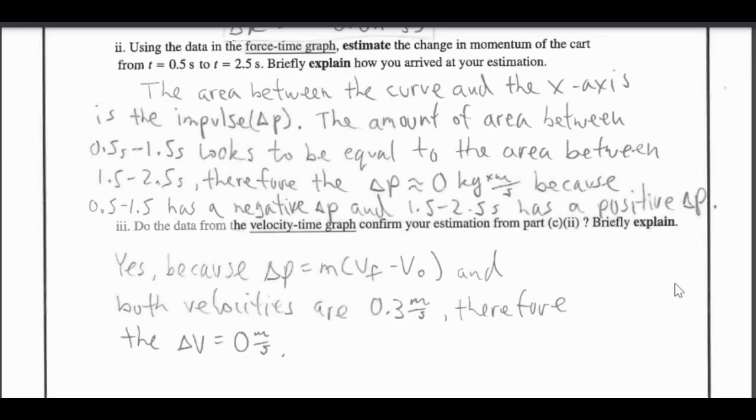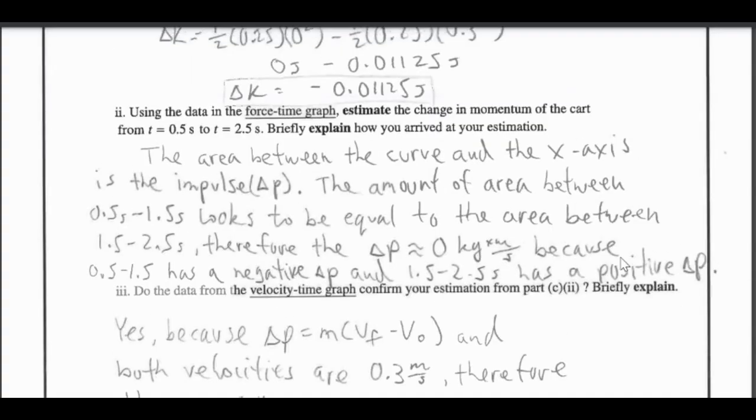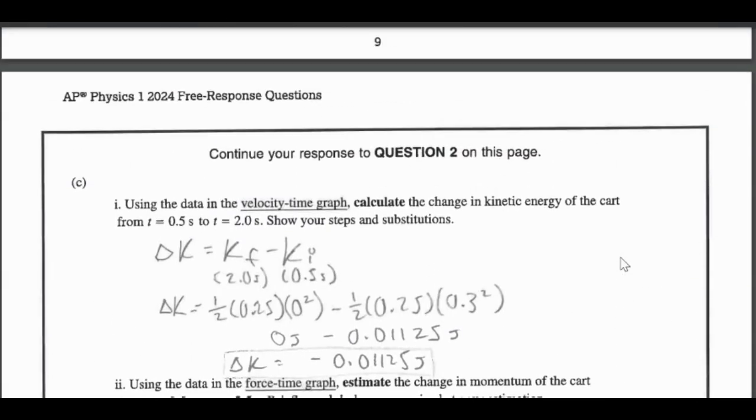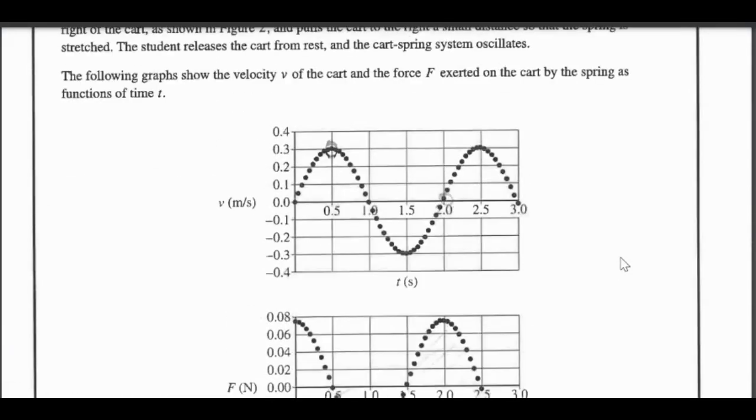So that seems to be pretty clearly explained. Maybe not the best, but I think I got the point across. Now, do the data from the velocity versus time graph confirm your estimation from part C? Briefly explain. So I'm going to go ahead and look at the velocity from 0.5 to 2.5.